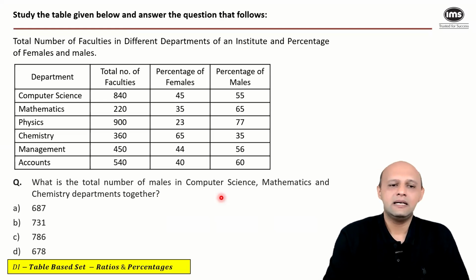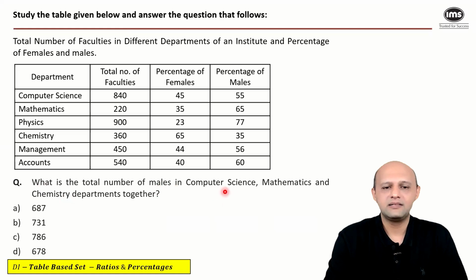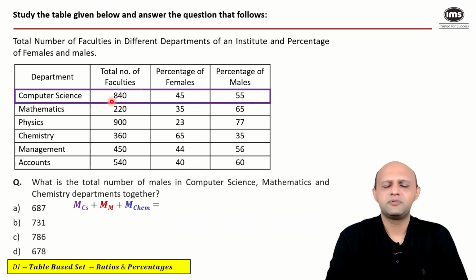Okay. Now, what is the total number of males in computer science, maths, and chemistry departments together? So again, a very straightforward calculation. Males in computer science is what percentage? 55% of 840. So what is 55% of 840? How do you do this orally? 55% is half, which is 420, plus 5% is 42. So 420 plus 42 would be 462.